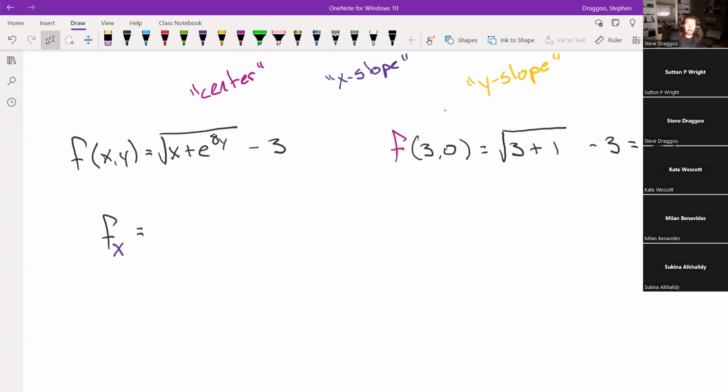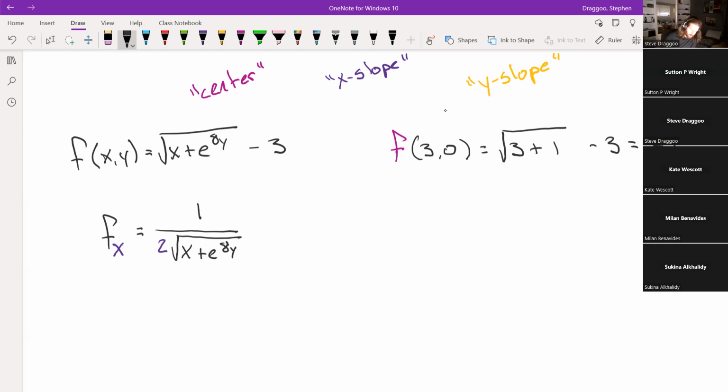So if I get an x partial of this thing, it is going to look like 1 over 2 times the square root of x plus e to the 8y, minus 0. Derivative of 3 is going to be 0. Right, so remember square root is just that whole thing to the 1/2 power. And then I'm going to have to multiply by the derivative of the inside. But the derivative of the inside is 1 if I'm doing my derivative with respect to x.